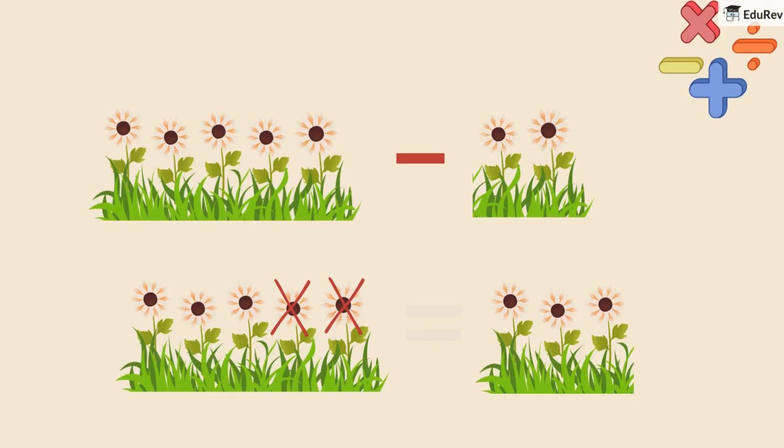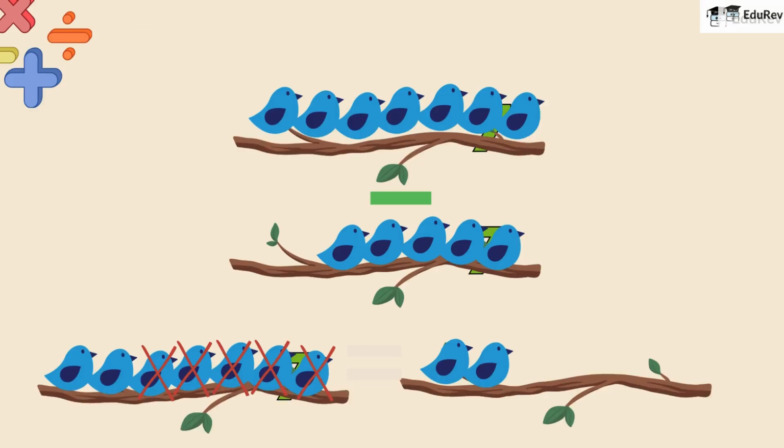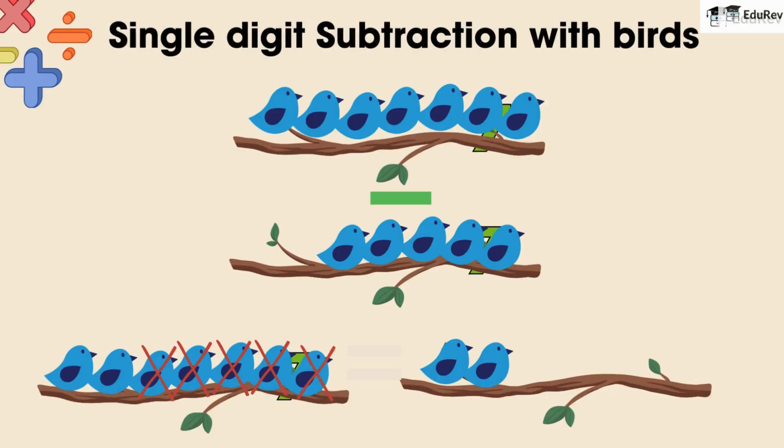Now, let's switch gears and talk about single-digit subtraction with flowers. If we have 5 flowers and take away 2, we are left with 3 flowers. Next, we have single-digit subtraction with birds. If we have 7 birds and take away 5, we will be left with 2 birds.